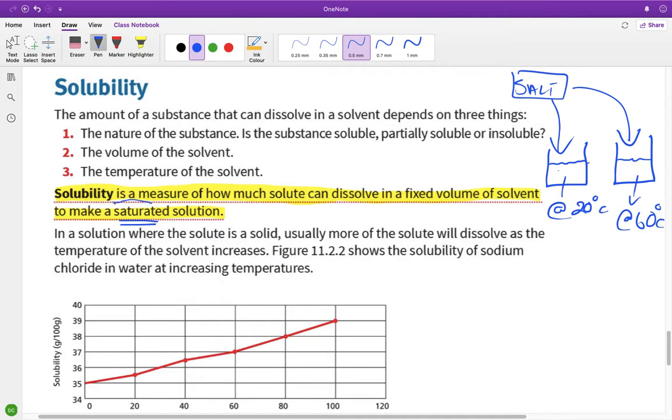See this word here? Saturated means it has enough salt, it has enough solute, the solvent can't dissolve any more. And then what happens is the salt will start to gather at the bottom.